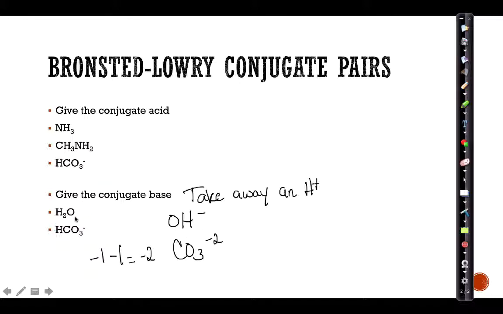So in order for something to be an acid, it has to have an H+ to give away. To be a base, it has to have something that can accept an H+. So it usually has to be negative, or it has to have nitrogen in it to accept that H+.